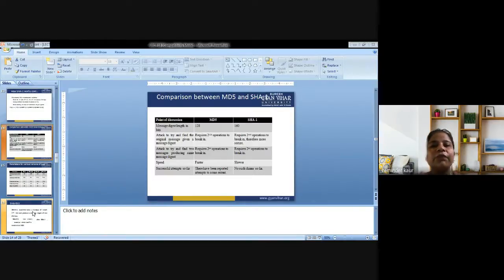Attack to try and find two messages producing the same message digest: it requires 2 raised to power 64 operations to break in MD5. On the other hand, it requires 2 raised to power 80 operations in SHA-1. The speed of MD5 is faster and SHA is slower because there are 80 rounds associated with it. Next is, what are the successful attempts so far? There have been reported attempts to some extent on MD5, but SHA-1 is not broken till date. There are no reports.